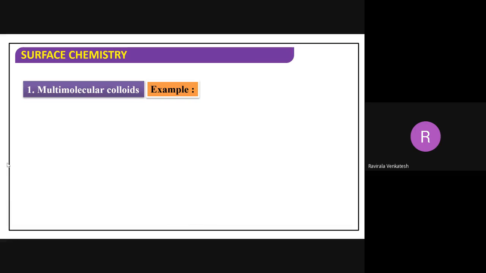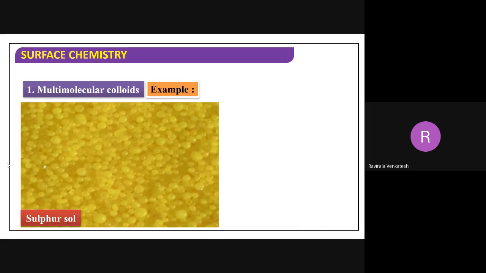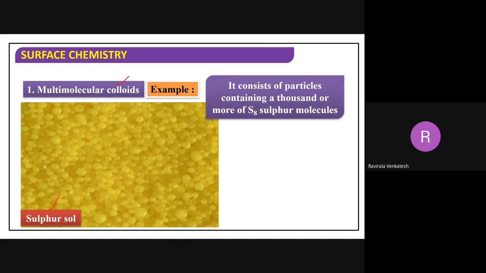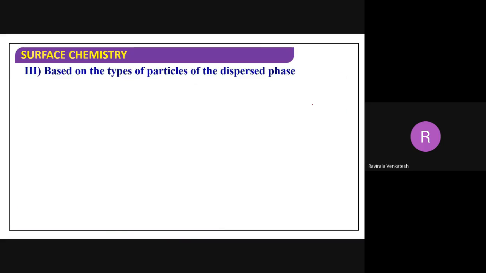Some will aggregate fewer molecules, some will aggregate more molecules. You can take one more example, sulfur sol also. Sulfur sol also comes under multi-molecular colloids, and here the molecule is S8.